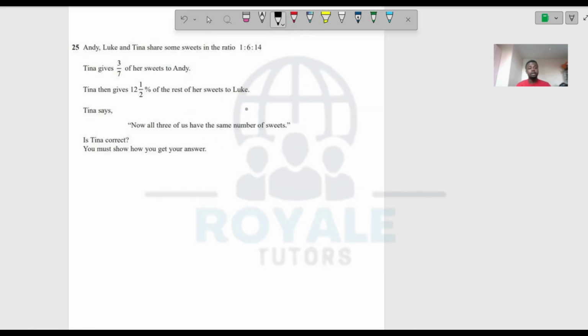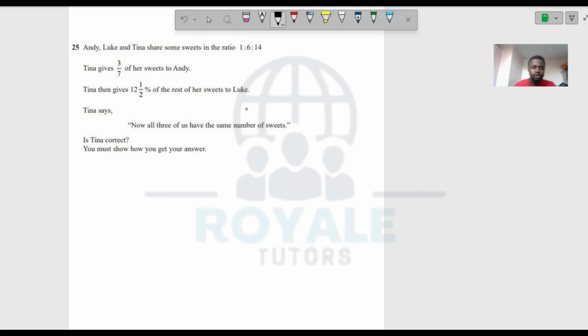Okay, to the next question, we have Andy, Luke, Tina share some sweets in the ratio of 1 to 6 to 14. Tina gives 3 over 7 of her sweets to Andy. Tina then gives 12.5% of the rest of her sweets to Luke. Tina says, now all three of us have the same number of sweets. Is Tina correct? So let's see.